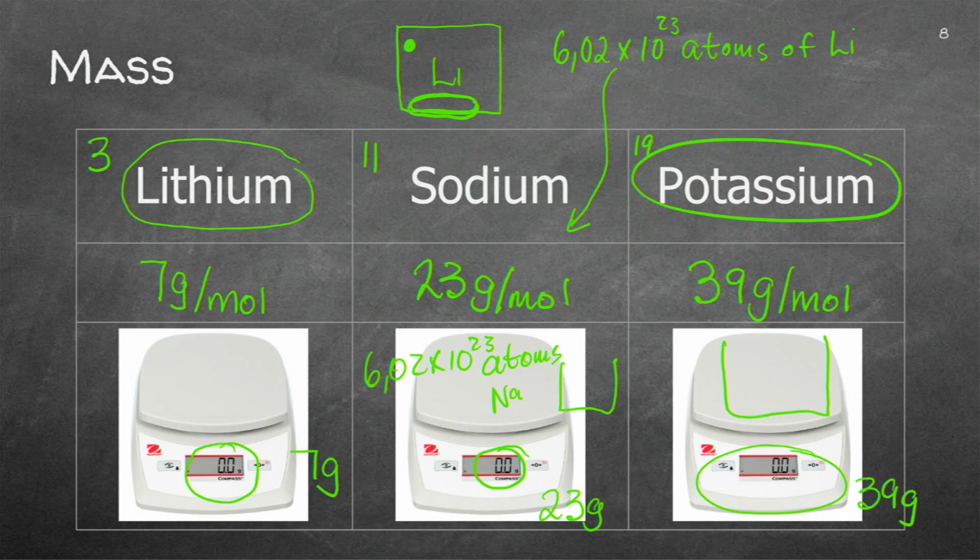How many atoms of sodium did I have? 6.02 times 10 to the 23rd, and this will be exactly the same for potassium. So 6.02 times 10 to the 23 atoms of potassium will weigh 39.